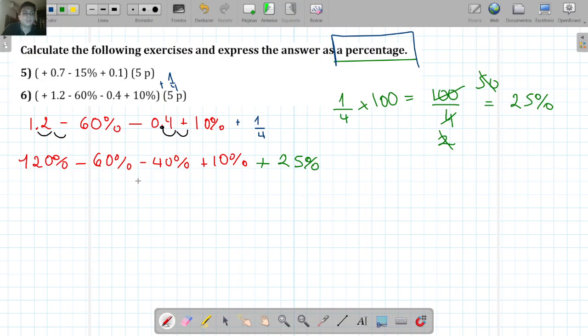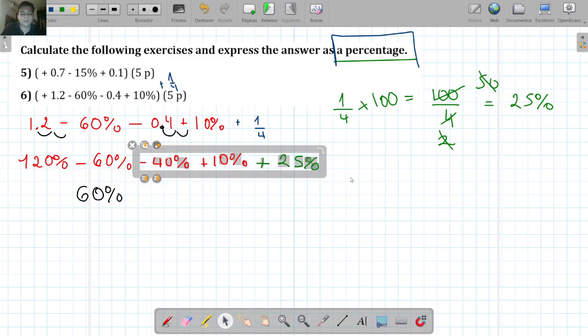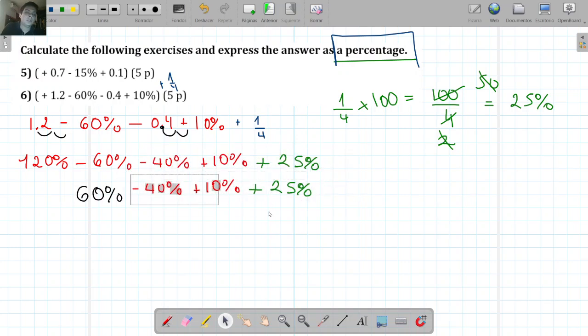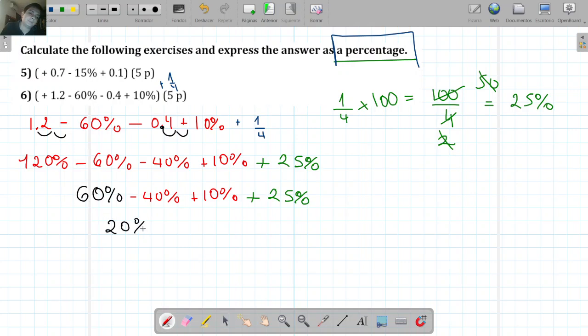Alright, let's do the whole operation. 120 minus 60 is just 60. Oh, sorry, 60. Then I will copy and paste this. Now we have 60 minus 40 is just 20%. Let me copy this. This is 30%. 30% plus 25 is going to be 55%, and we finish. We just finished that.